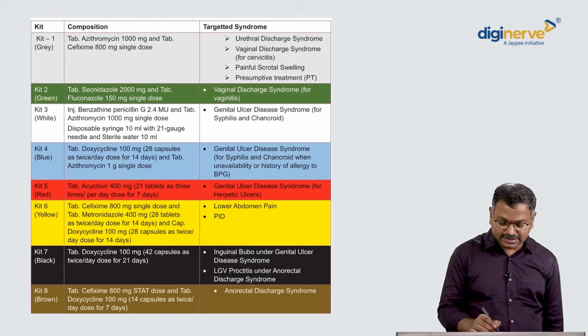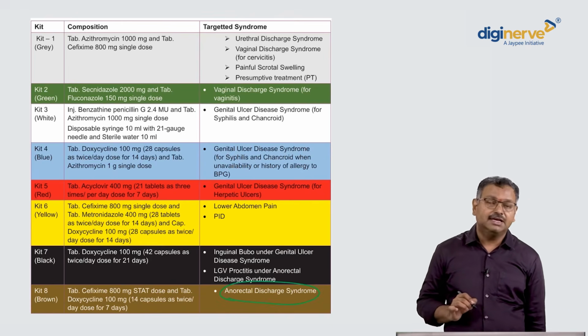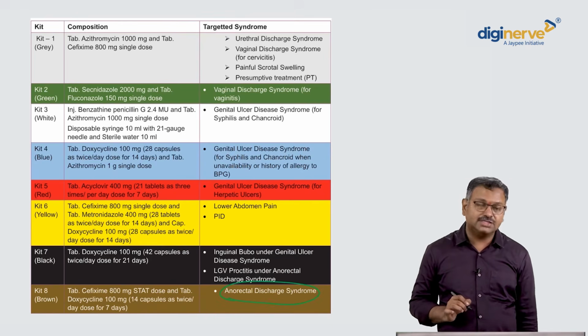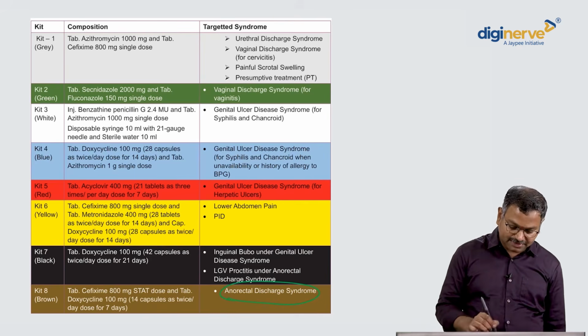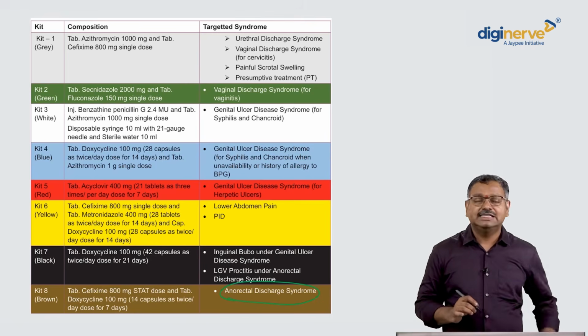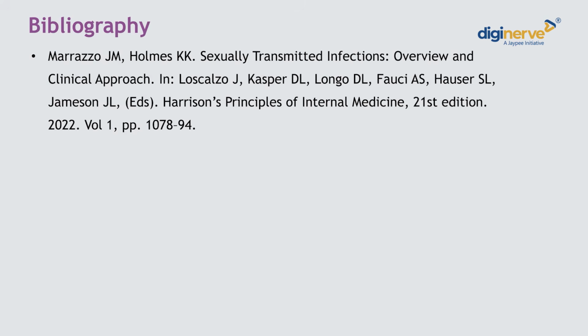The last new kit has come for the anorectal discharge syndrome, that is you give cefixime 800 milligrams stat and doxycycline 100 milligrams twice daily for 7 days. So these are the main therapies that we have for the sexually transmitted disease. Students, in today's session, we discussed the common sexually transmitted diseases. We discussed the approach, the diagnosis, the evaluation and the management.